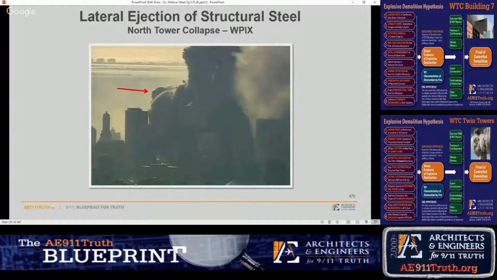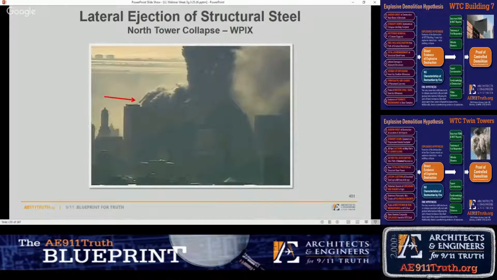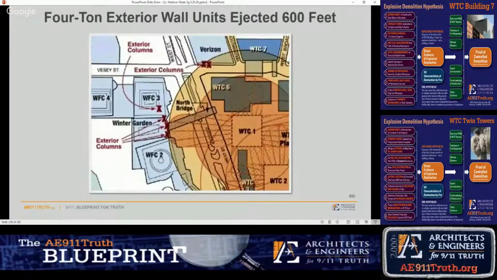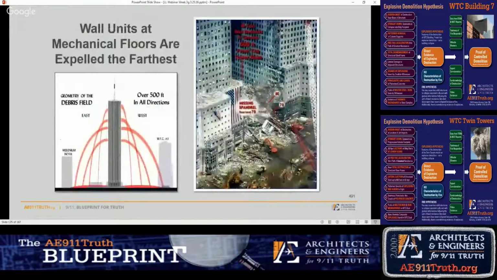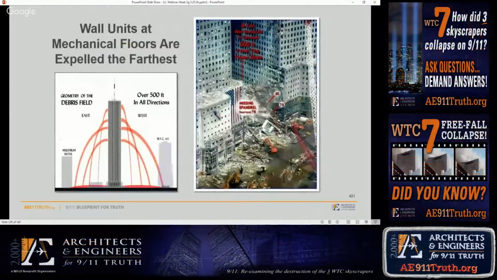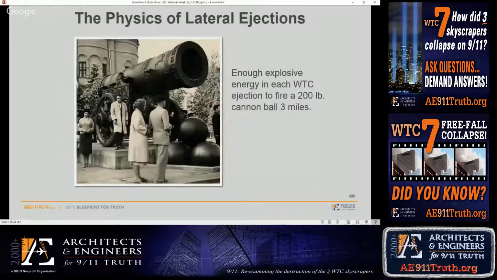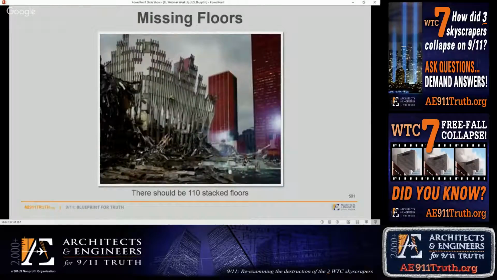What's causing that can only be explosives, for which we have abundant evidence that you've seen so far and coming up. The heavier elements from the mechanical floors are shot even farther, indicating much more intense high-energy explosives probably involved in this case, enough to send a 200-pound cannonball 3 miles for each of these 4-ton sections. That's a lot of energy, because there's a lot of distribution of thousands of structural steel elements. Where does that energy come from? And what's left at the bottom of each of these towers?